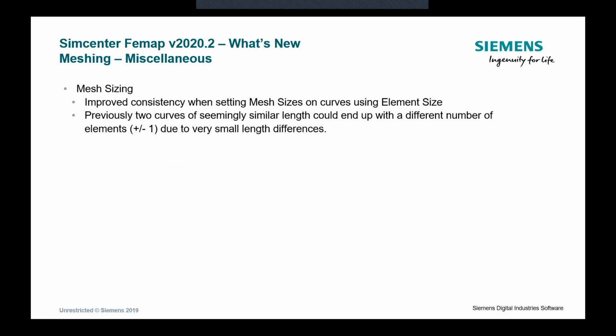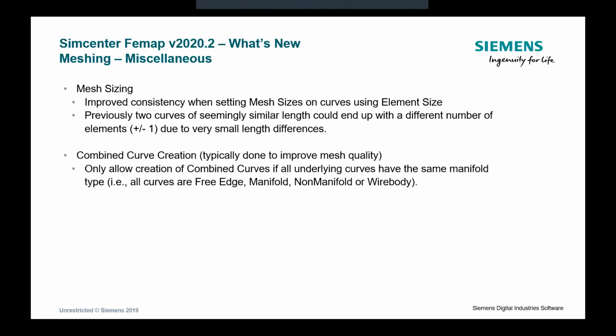Improved mesh sizing, I mentioned that earlier. And something else that we did: when you're making combined curves, which is typically done to improve the mesh quality, we only allow you to combine curves that are the same. If they're free edges, we'll allow you to combine them. If they're both manifold edges, we'll allow you to combine them. Both non-manifold, wire body. What we found was combining these when they weren't the same typically ended up making a worse mesh than a better one. So now we just restrict this, and we could not find a good reason not to do the restriction.